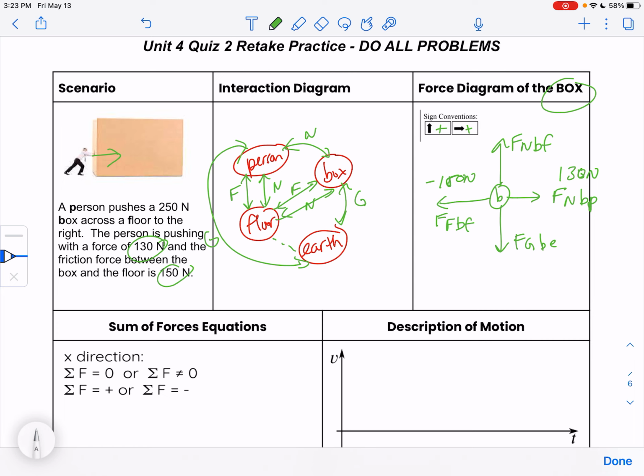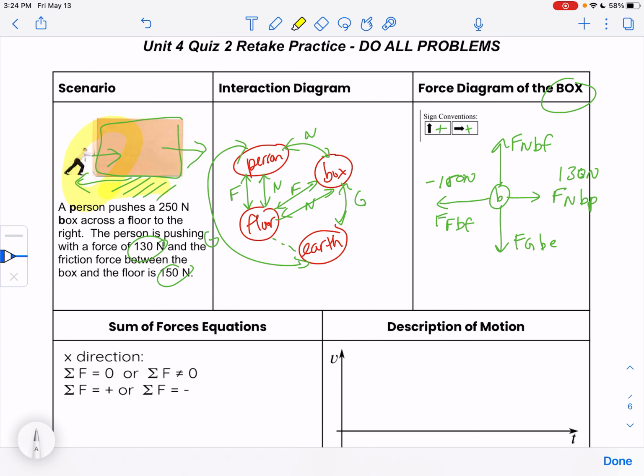All right, so check this out, because on the quiz a fair number of people had this backwards. So you're thinking about what's happening to the box: the box is feeling the person this way, and the box is feeling the friction to the back, right? Because those little bristles are going to deflect to the right, and then they're going to try to push backwards.